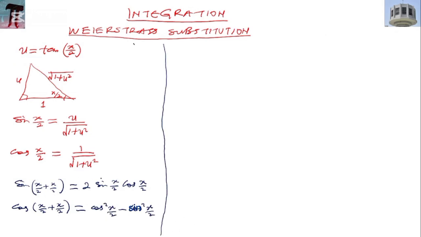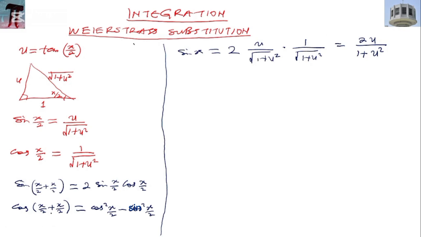We can substitute the values of our sine(x/2) and cos(x/2). Sine(x/2 plus x/2) is sine x. So sine x is equal to 2 times sine(x/2), which is u over the square root of 1 plus u squared, times cos(x/2), which is 1 over the square root of 1 plus u squared. Evaluating this, when you multiply the numerators and the denominators, you obtain sine x to be 2u over 1 plus u squared.